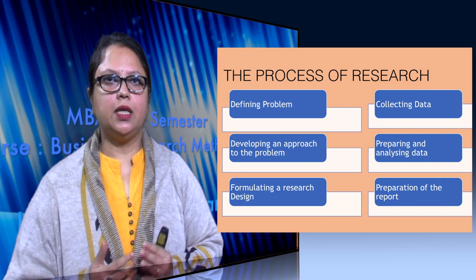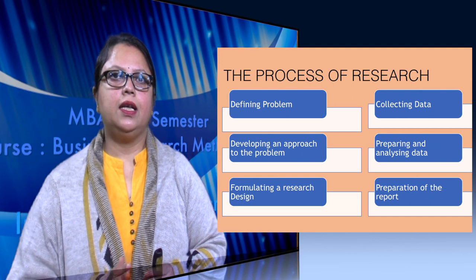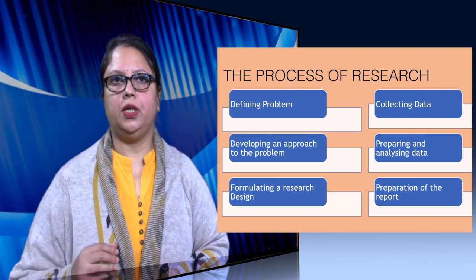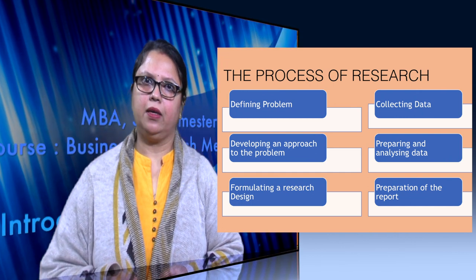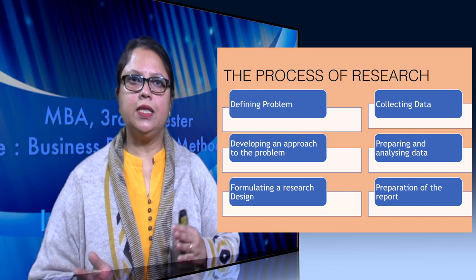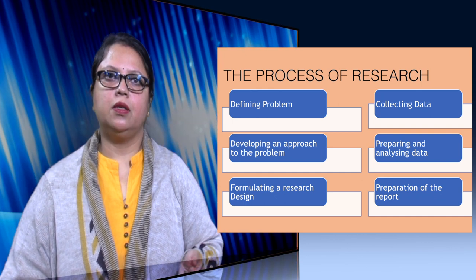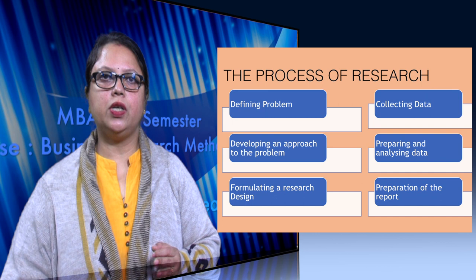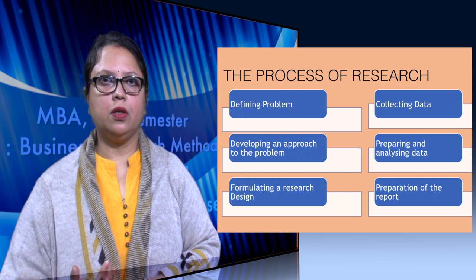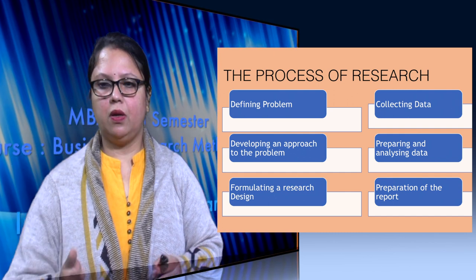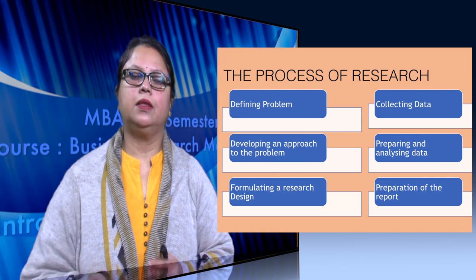So under analyzing the data, whatever information we have collected from the field, we will edit it. Some respondents may not fill in the whole questionnaire. Maybe they filled 30% of the questionnaire and left 70% blank. So what will we do? We will just delete those respondents' information. Under editing, we need to check whether the respondents have properly filled in the questionnaire or not, which responses we can use, and where there are many errors, we will just neglect those responses.